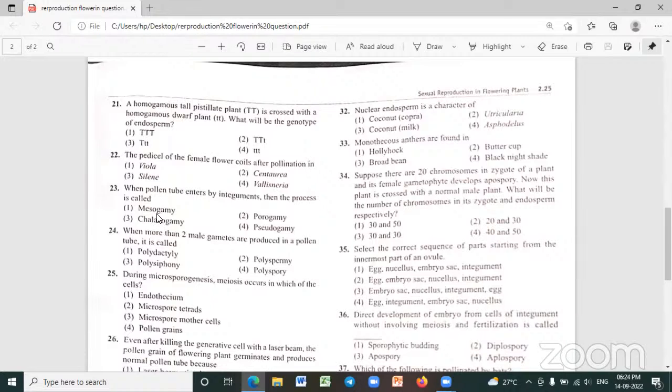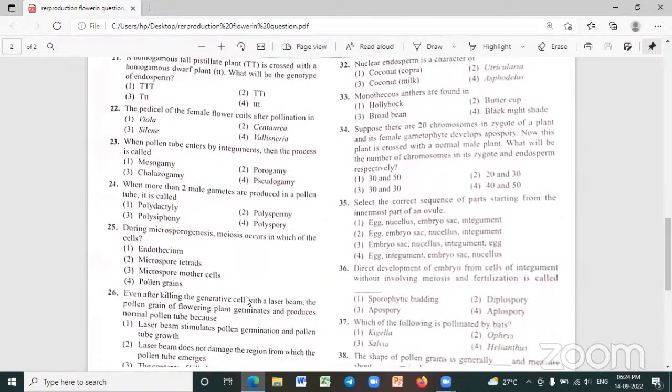24th one: when more than 2 male gametes are produced in a pollen tube, it is called? More than 2 means poly, but polydactyl is not a correct one. Polyspermy, here the male gamete is nothing but the sperm. You have to tell polyspermy is the correct one. Polysiphony is not possible, polyspory is not possible. Polyspermy, a male gamete, the sperm, is the correct one.